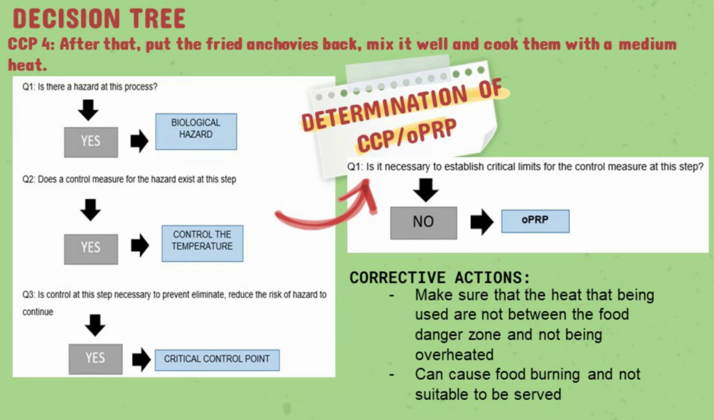Lastly, in CCP4, we determine that this CCP is managed by OPRP. This is because we just have to make sure that the heat being used is not in the food danger zone and not overheated, because overheating can cause food burning and make it not suitable to be served. We just need to mix the anchovies evenly through all the rice and can turn off the heat after we are done. And the fried rice needs to be served immediately while it is hot.